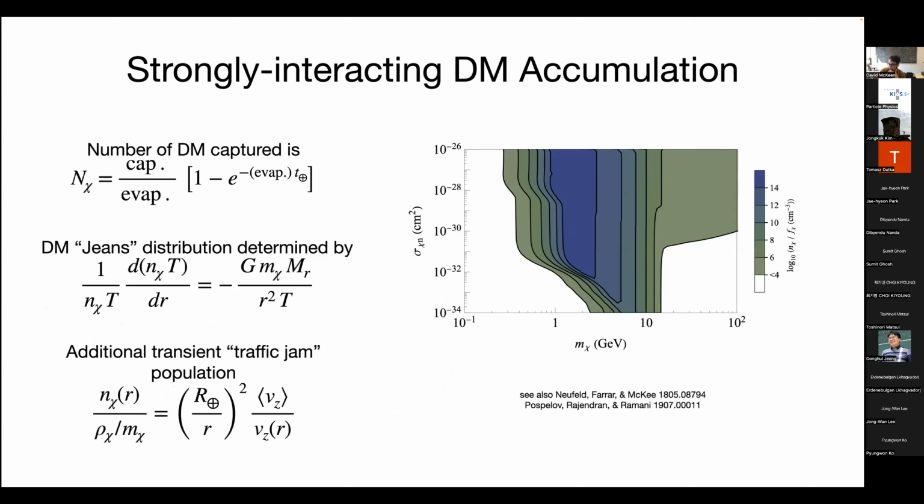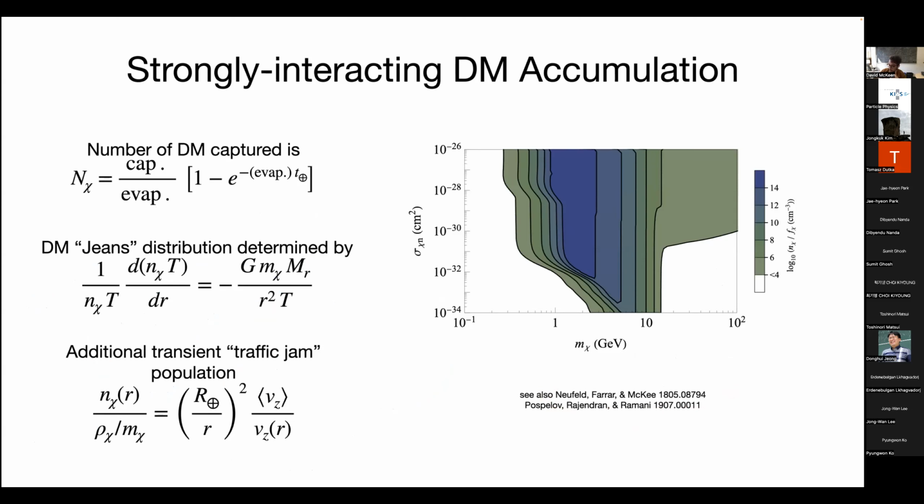Okay, so this back of the envelope estimate, you can do a better job, which we did in the paper, and there have been some studies previously of this stuff. Neufeld, Farrar, and McKeen a few years ago were looking at similar things, and some of our collaborators were thinking about similar things a couple years ago as well.